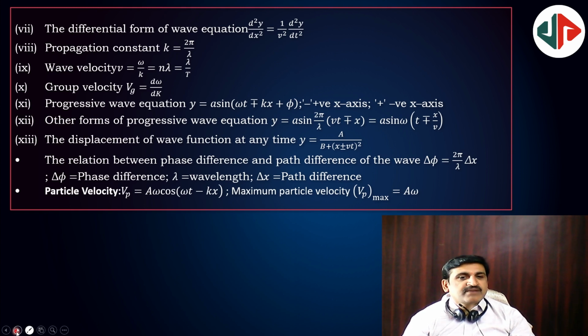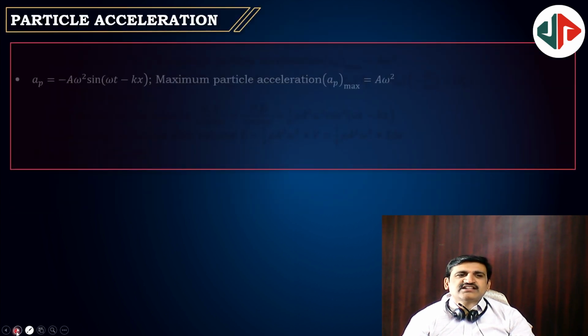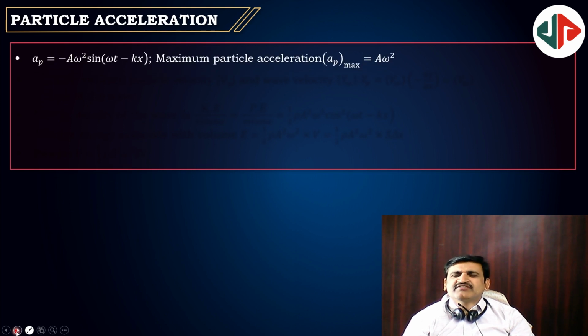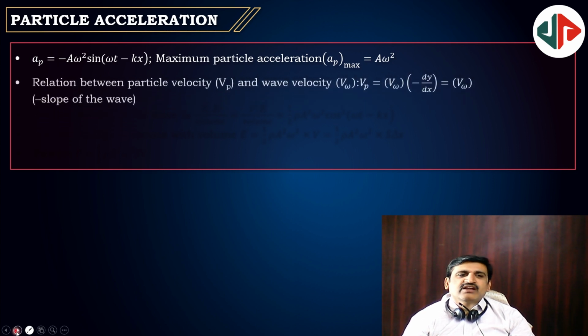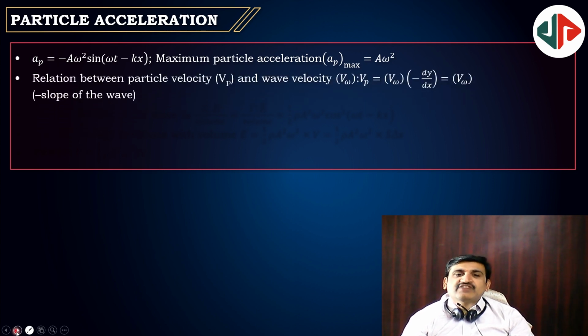The particle oscillating to propagate the wave is undergoing SHM, and its maximum velocity is a omega. Wave velocity and wave acceleration are different from the particle velocity and acceleration of the medium. The particle acceleration is a omega square sin (omega t minus kx), and its maximum acceleration is a omega square. The relation between particle velocity and wave velocity: particle velocity is equal to wave velocity into minus dy by dx, which we call the slope of the wave function.